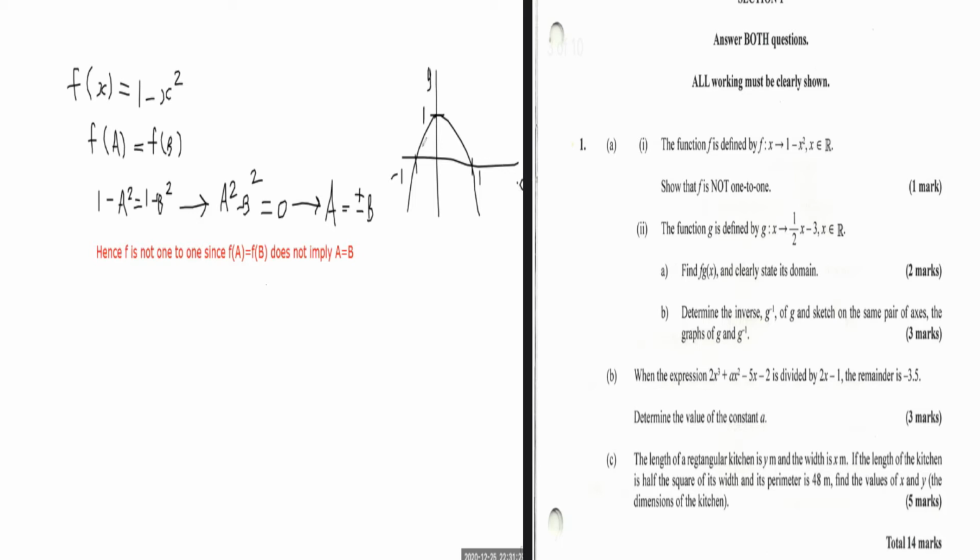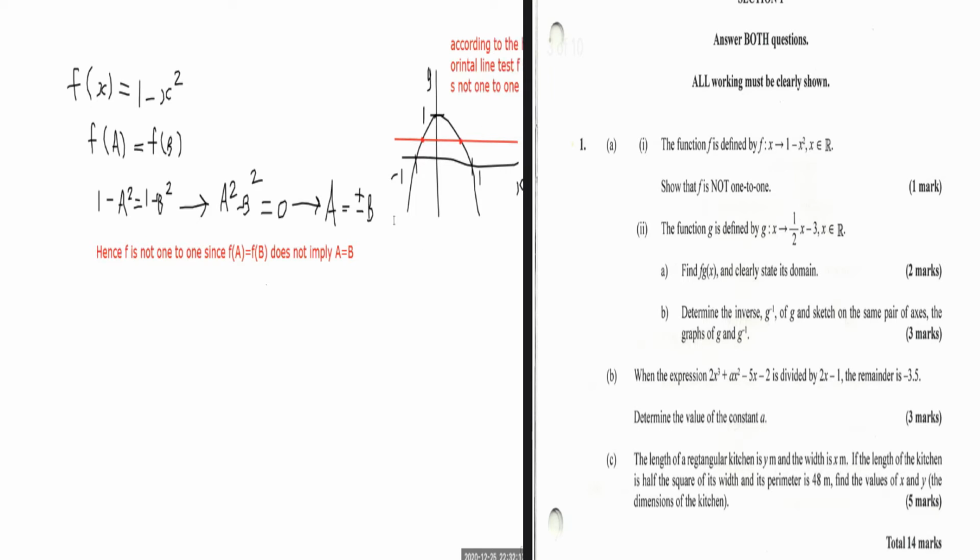And so the other way is you could use a horizontal line test. As you can see right here, the horizontal line test detects 2 points of intersection. So according to the horizontal line test, you can say that f is not 1 to 1. It's just one mark, so it doesn't really matter. It really doesn't.